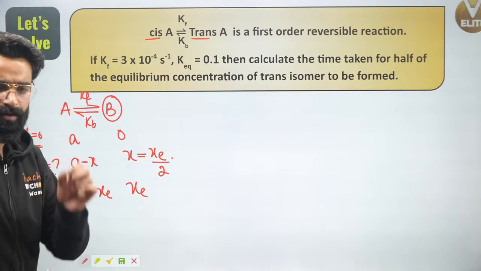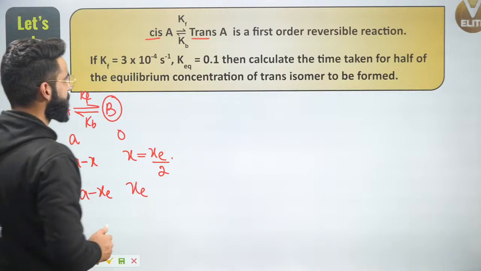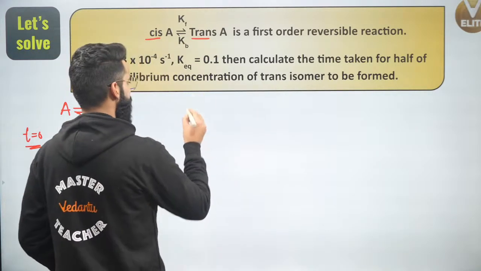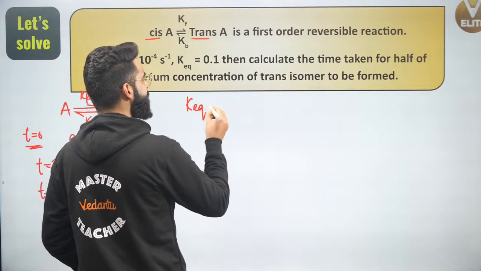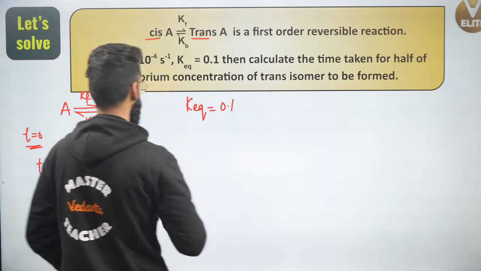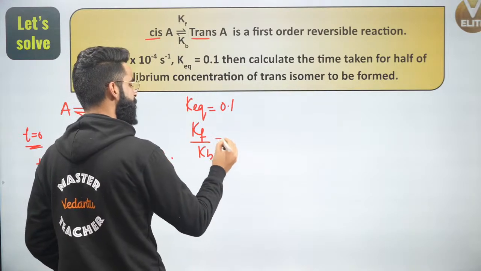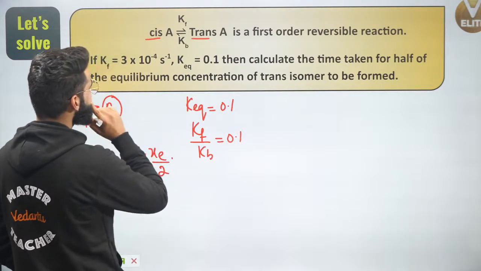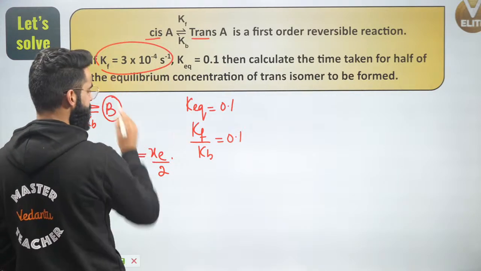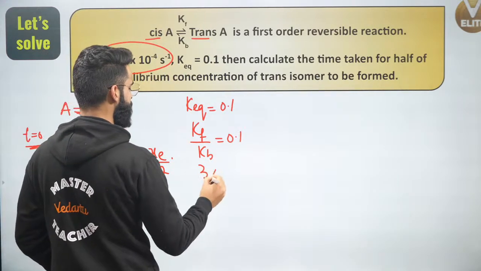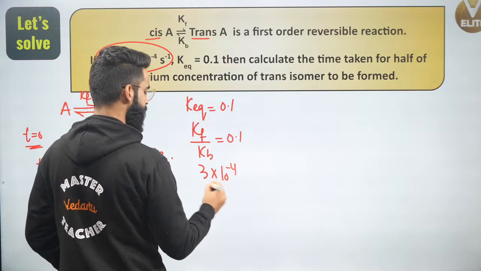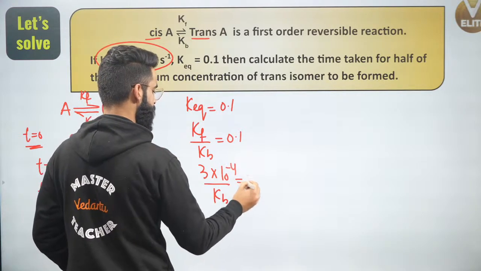Now we will see how I'll be solving this question. Understand? I'm given the equilibrium constant as 0.1, and we know equilibrium constant is nothing but Kf divided by Kb. Its value is given to me as 0.1. People, am I given something? Yes, I'm given the Kf value. So Kf value is given to me as 3 multiplied by 10 to the power minus 4, divided by Kb is equal to 0.1.